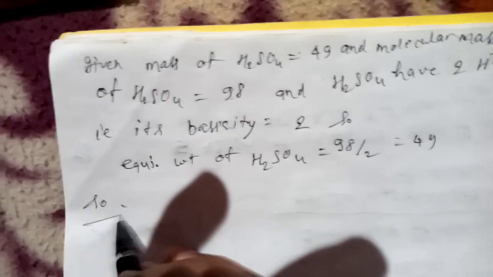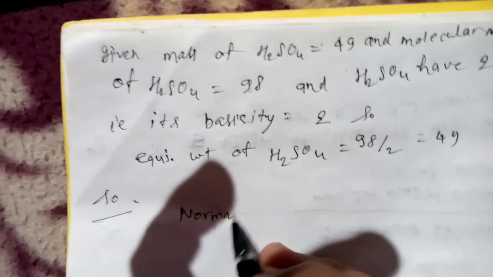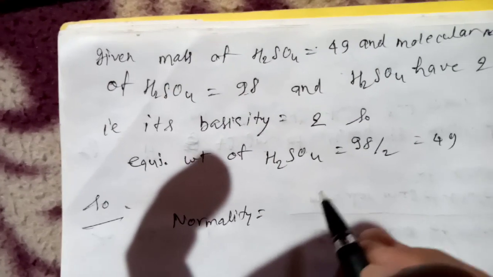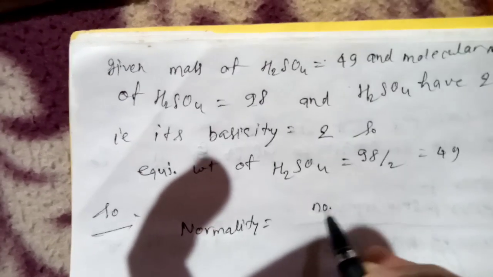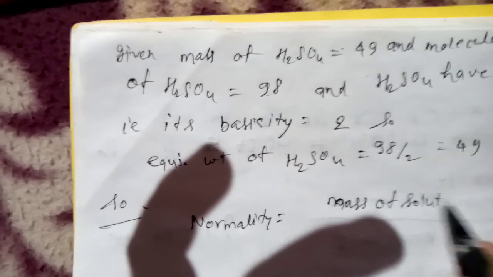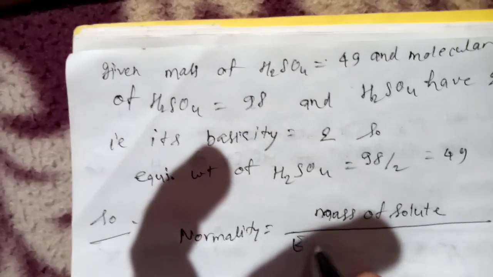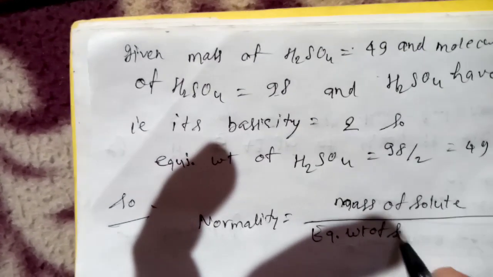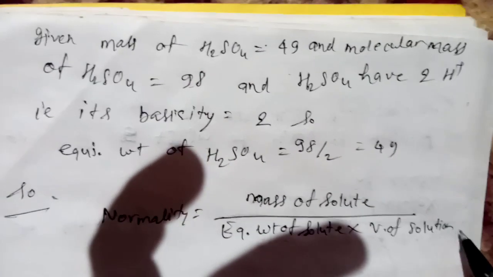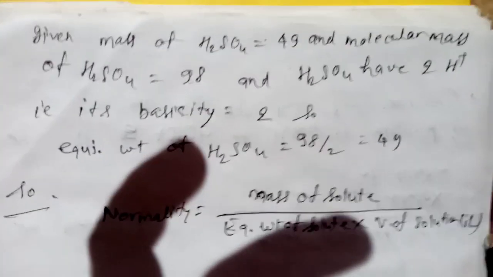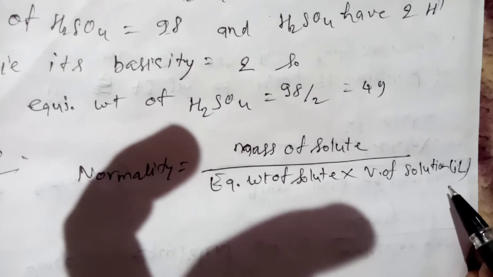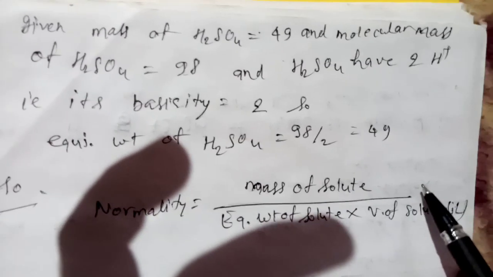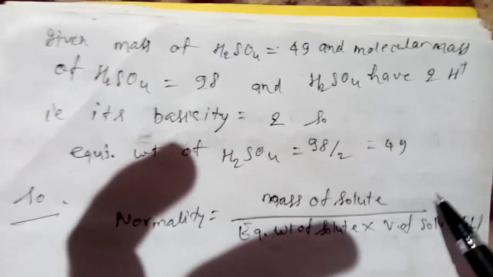So normality is equal to mass of solute divided by equivalent weight of solute into volume of solution in liter. If we place volume of solution in ml, then we will have to multiply by 1000 in numerator.